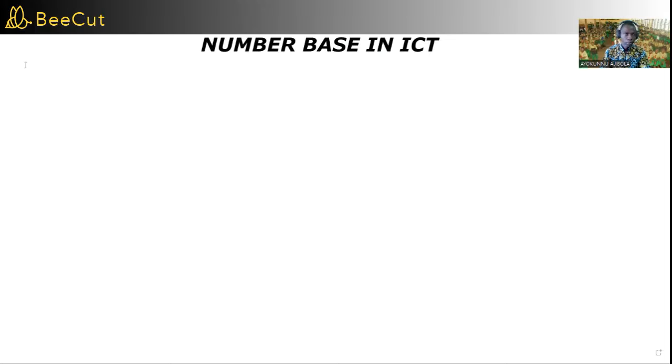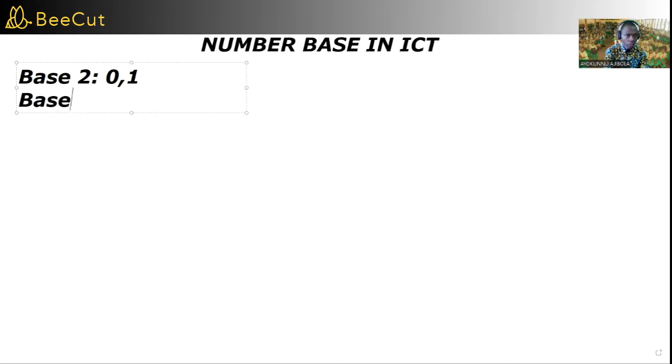So base 2 numbers, there are numbers you can see in base 2. Base 2 simply means it allows 2 digits, and the 2 digits are 0 and 1. Apart from 0 and 1, you cannot see any other one. It's 2.